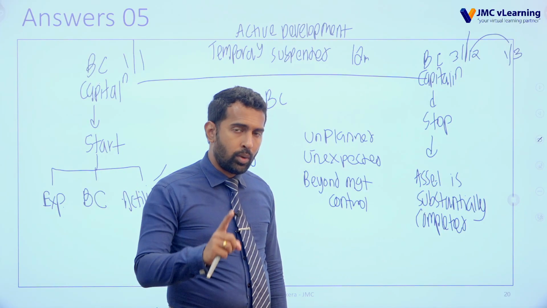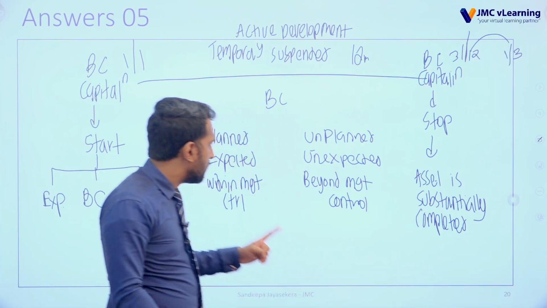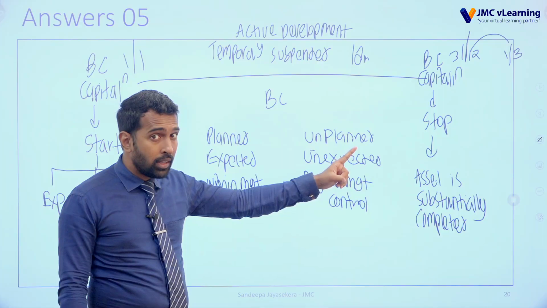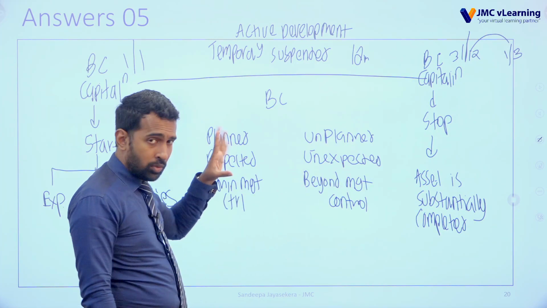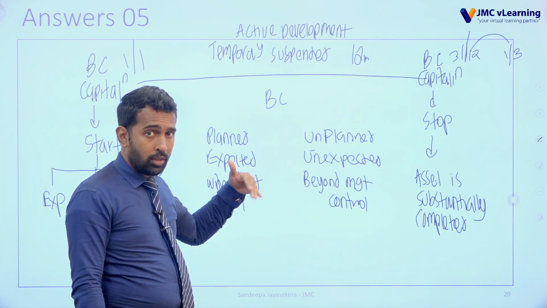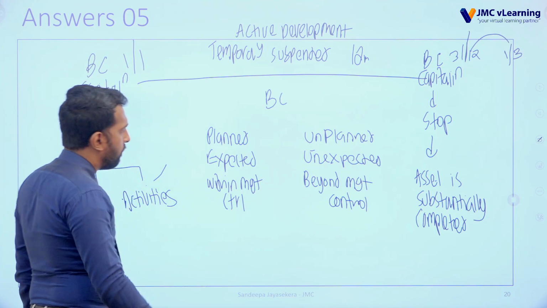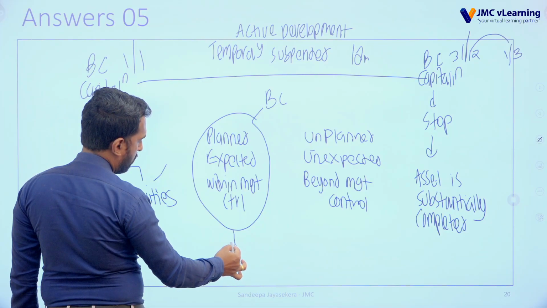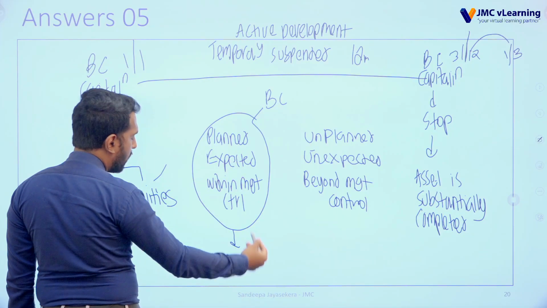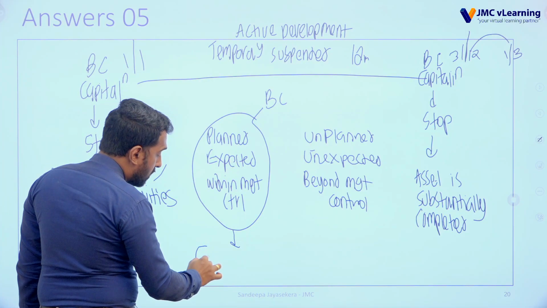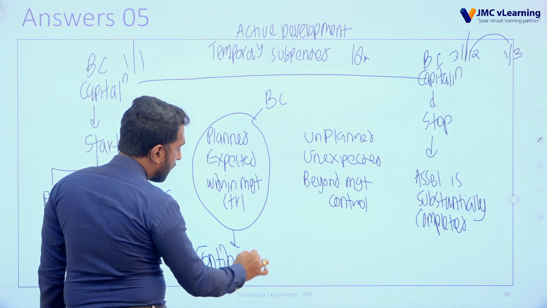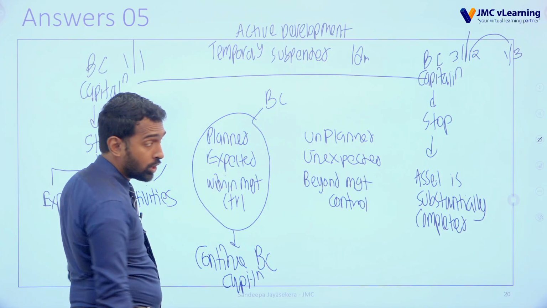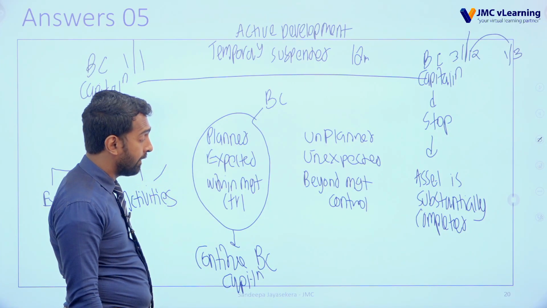Right. Now, there are certain things which are planned within the 12 months, which are expected, which you can control or something you know. If it is something planned, expected, or within management control, you can continue the borrowing cost capitalization, right?